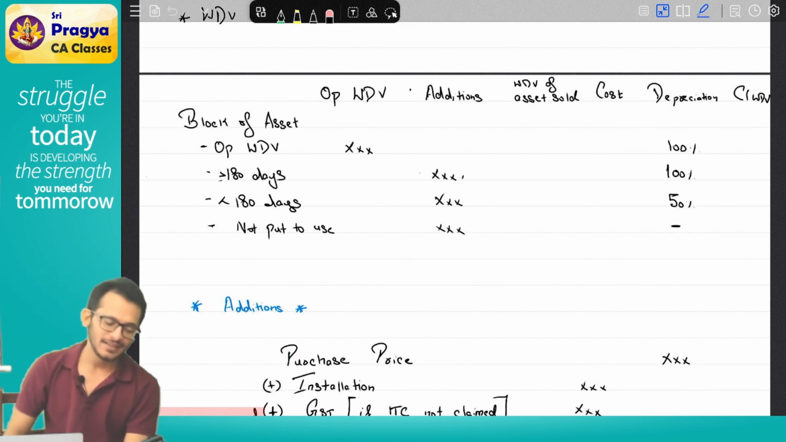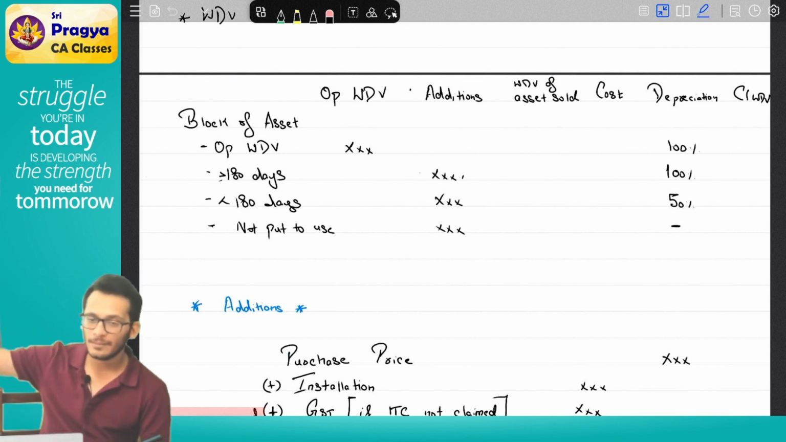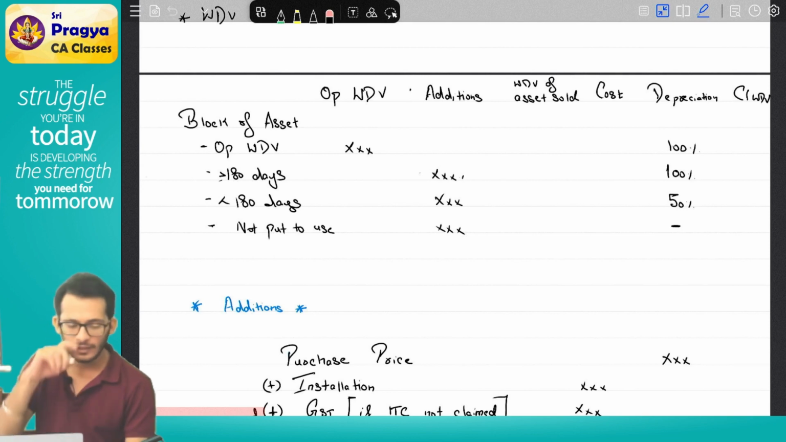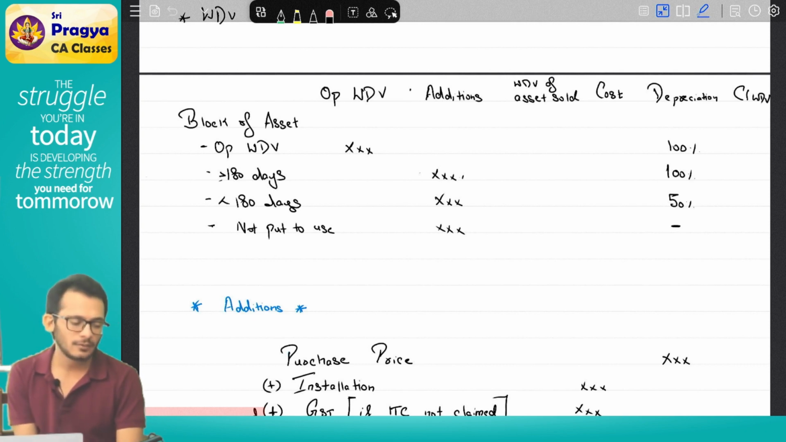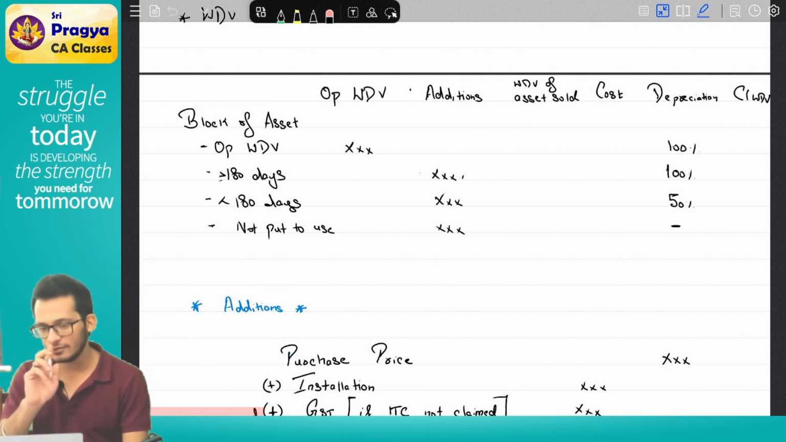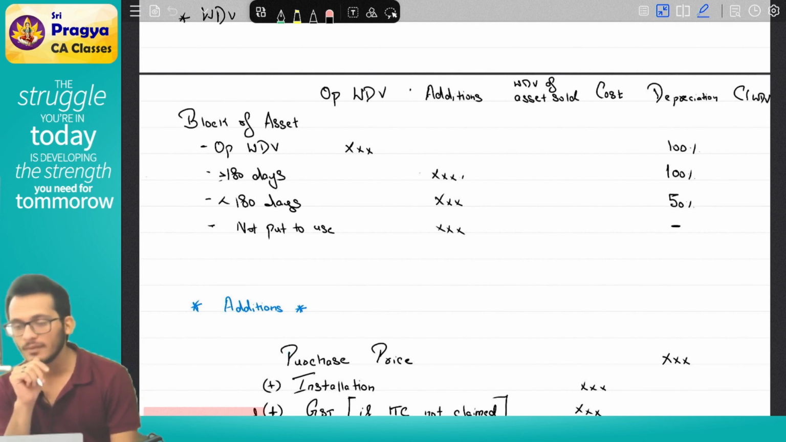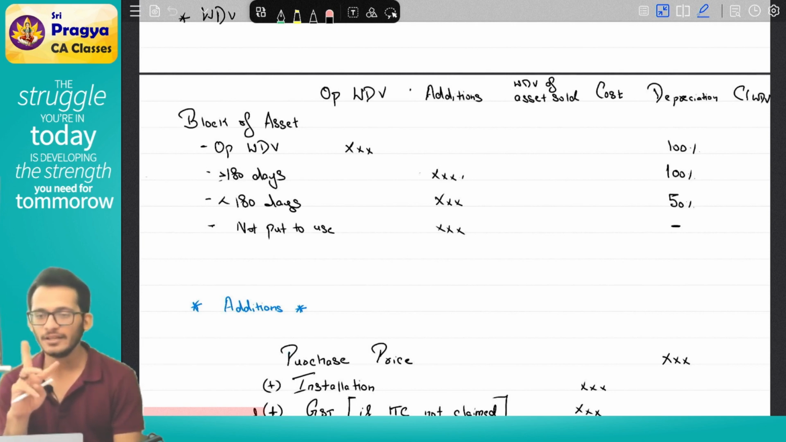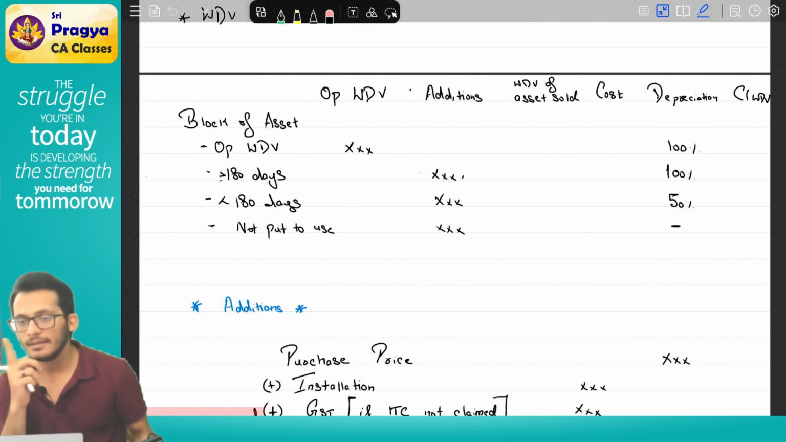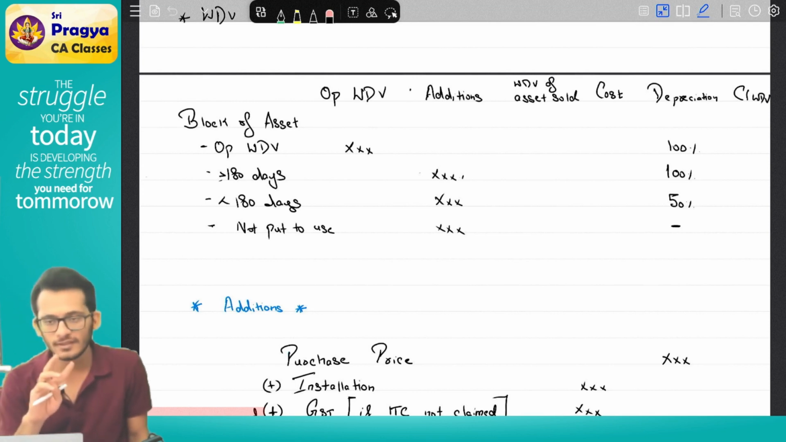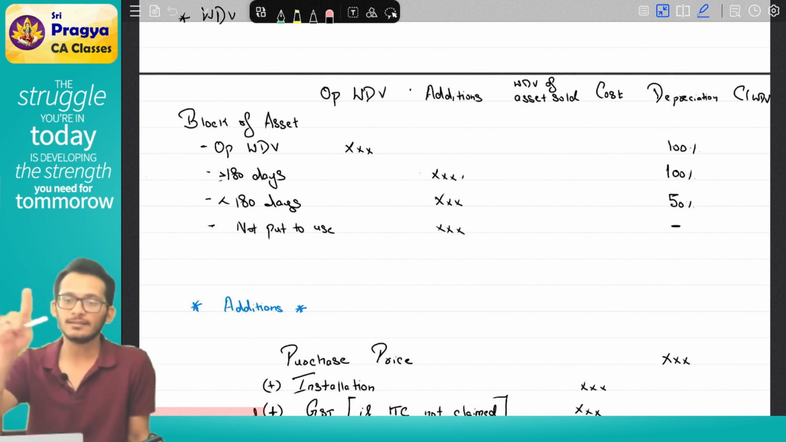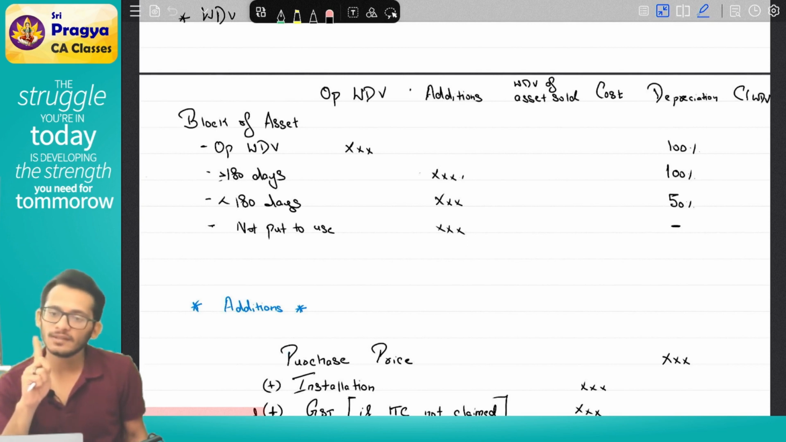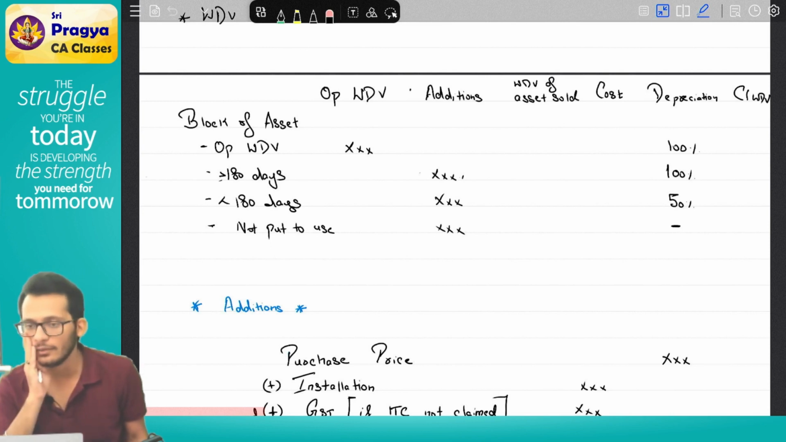Anyway, looking back, we have opening WDV. We did additions now. The next item is WDV of assets sold. Now, the question which I asked you at that time: the moment an asset reaches your block, does it have an identity or does it lose its identity? It loses its identity. If the asset is going to lose its identity, will you tomorrow know what is the WDV of that asset alone? No, because it is a part of my block.